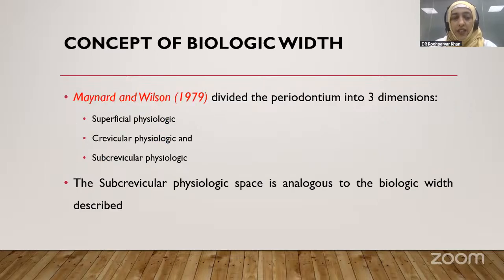Then Maynard and Wilson divided the periodontium into 3 dimensions to properly understand the biological width. That is superficial physiological, crevicular physiological, and subcrevicular physiologic. So the subcrevicular physiologic space is analogous to the biological width according to Maynard and Wilson.